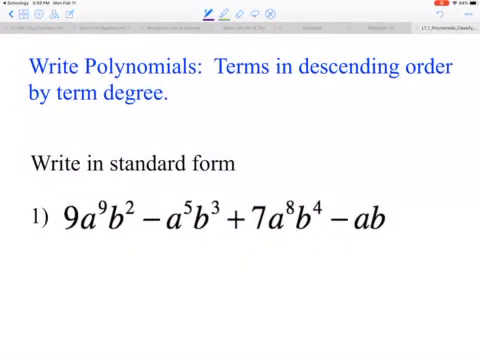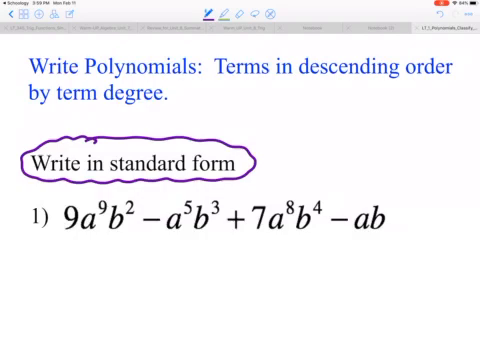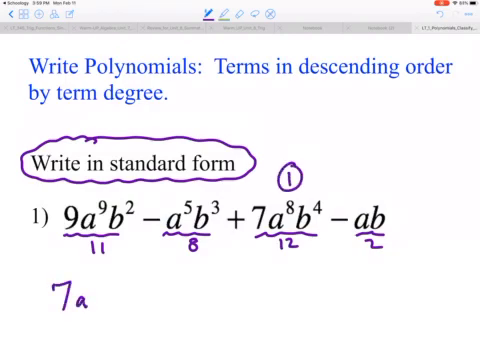Write polynomials, terms in descending order by degree. So if you are to write your answer in what we call standard form, and for this whole unit you will need to write your answers in standard form, you need to go decreasing by degree. So if I look at the last problem we did, this was a degree of 11, this was a degree of 8, degree of 12, and a degree of 2. I have to start with this term first, 7a to the 8, b to the 4th, because that's the highest degree.